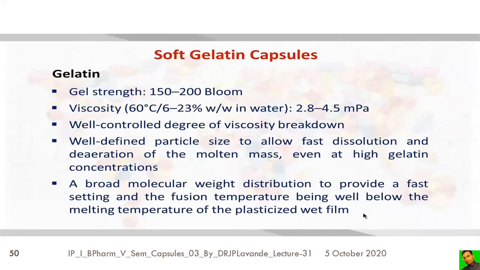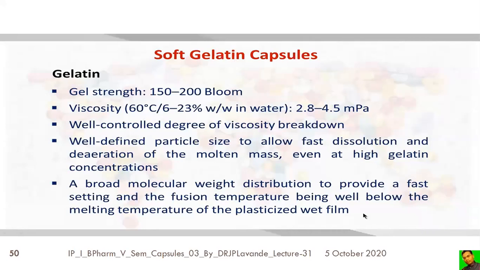The gelatin which is used should have a gel strength of 150 to 200 bloom. So this is ideal in order to produce the soft gelatin capsule. The viscosity should be 2.8 to 4.5 millipascal, and this can be achieved by selecting 6 to 23% weight by weight addition of the gelatin material or the shell formation material in water, which could be heated at 60 degrees Celsius.